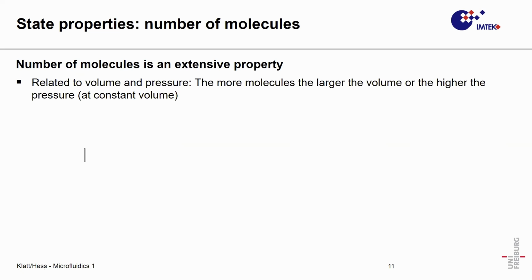The next state property is the number of molecules. This is an extensive property, and it is closely related to volume and pressure. You can always think of it like this. The more molecules you have, the larger the volume is, or the higher the pressure is if you have a constant volume. So the number of molecules is closely connected to the other two state properties we already discussed.